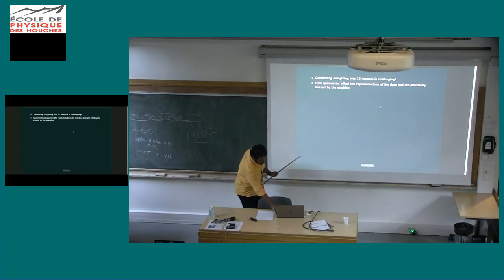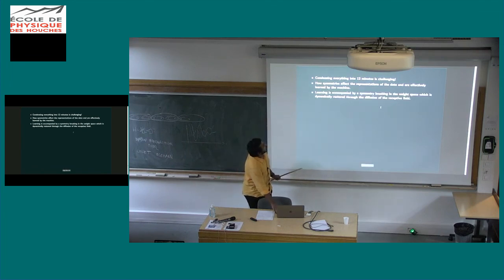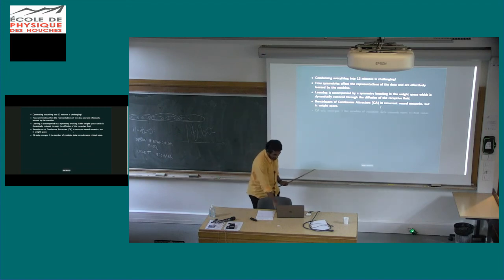Anyways, the conclusion first: condensing everything into 12 minutes is challenging. We try to understand how symmetries affect the representation of data without explicitly giving the architecture the symmetry, which is what CNNs do. Learning is accompanied by symmetry breaking, and it's dynamically restored. This is reminiscent of continuous attractors, but in weight space. Usually CAs are taken in the activity space.